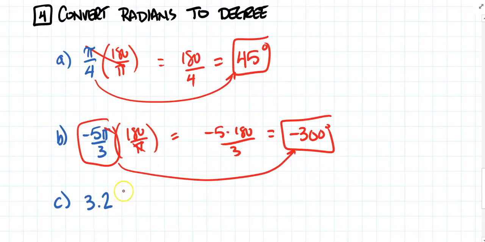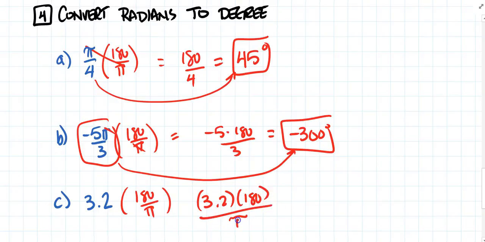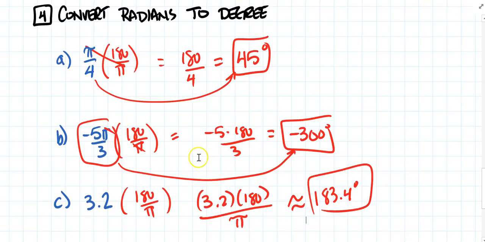Let's take 3.2. This is a radian measure. Notice it doesn't have a pi in it, but that doesn't matter. It doesn't have to. So take 180 divided by pi. So this is going to be 3.2 multiplied by 180 and then divided by pi. So this is approximately 183.4 degrees. So there we go. We can convert a radian to a degree by multiplying by 180 over pi.